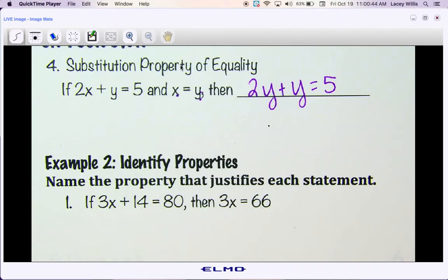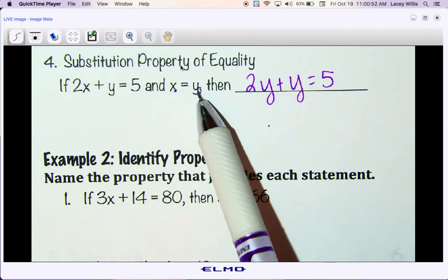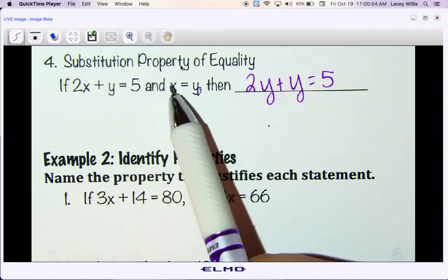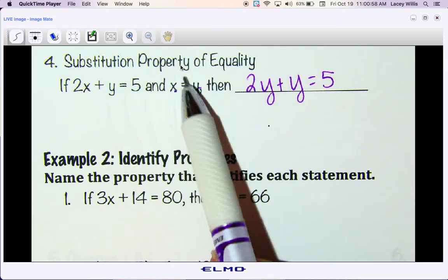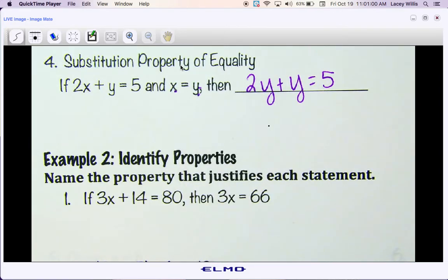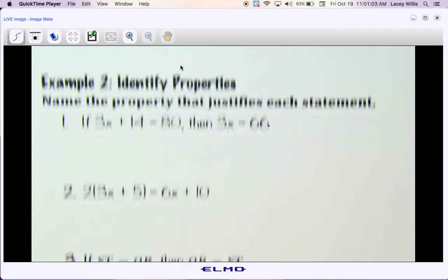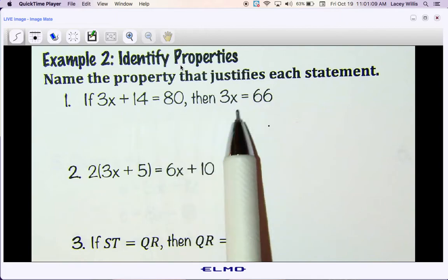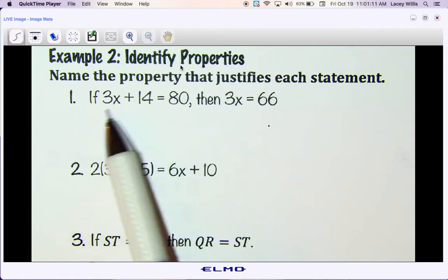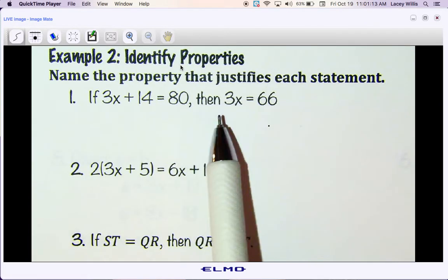Does that one make sense? No. Okay, substitute, remember, means I can replace. So this tells me that x is the same thing as y. So I can take x out of any equation, like this, and put y in its place because they're the same. Oh, okay. Okay? Now we're going to go backwards. It's going to give us the full statement, and we have to figure out what property was used to get from here to here. So what did they do to this equation to make this one?